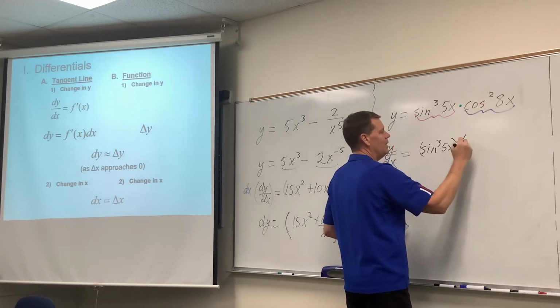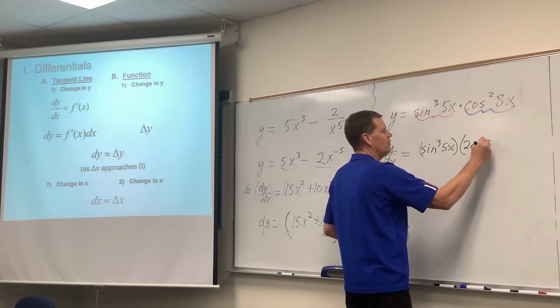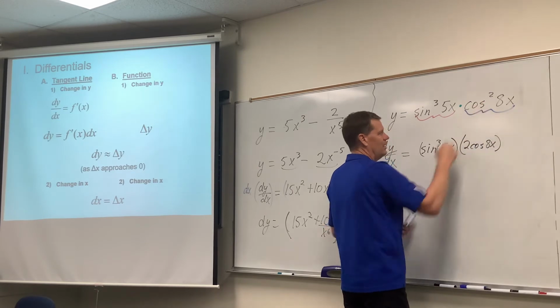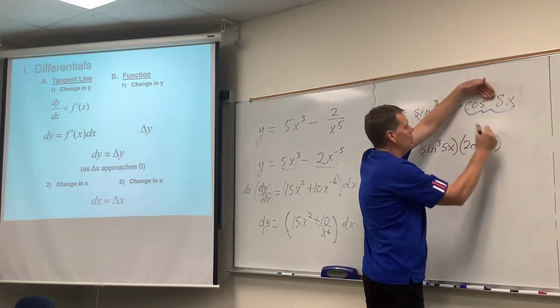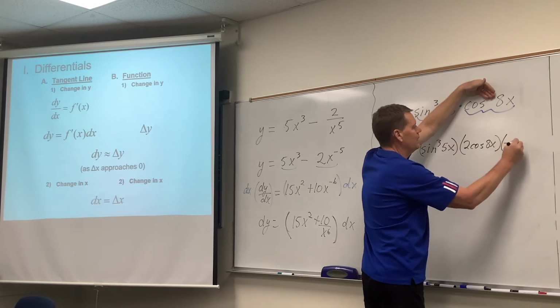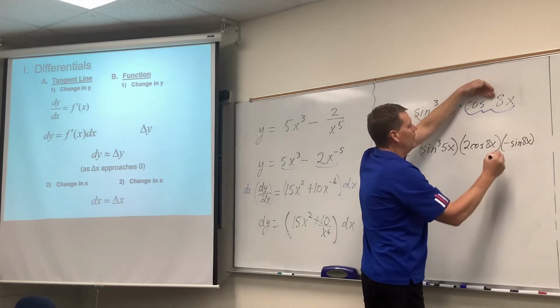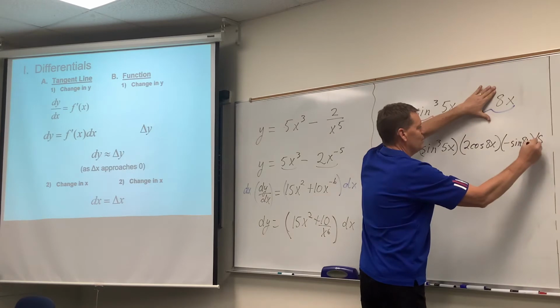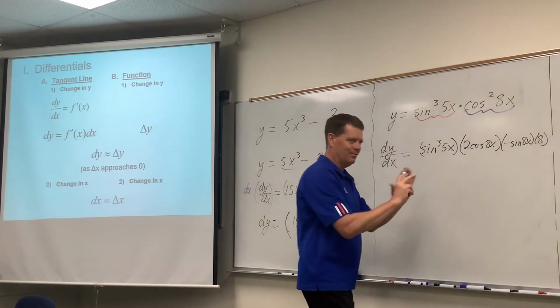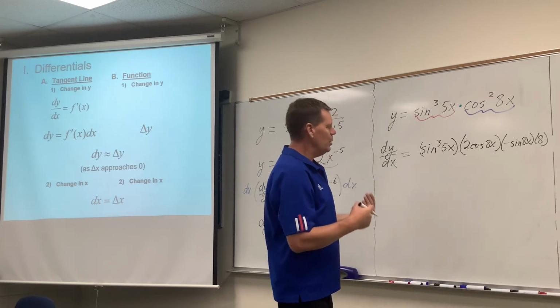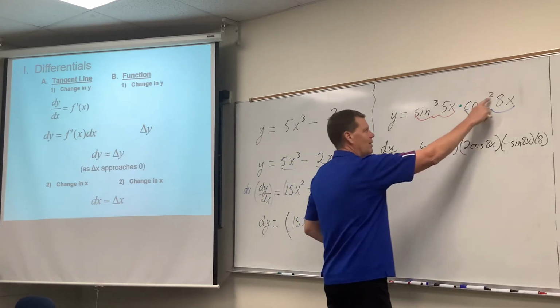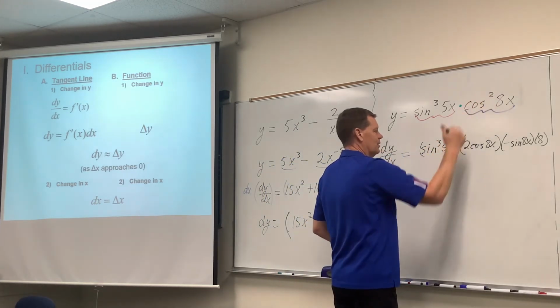So wouldn't that be 2 cosine to the first of 8x, taking care of that external power first, and then the derivative of cosine, which is negative sine, and then the derivative of the 8x, which is 8. All right? That's dangerously close to the edge of the frame. I hope you can see that. But basically, that would be the chain rule applied to that expression.